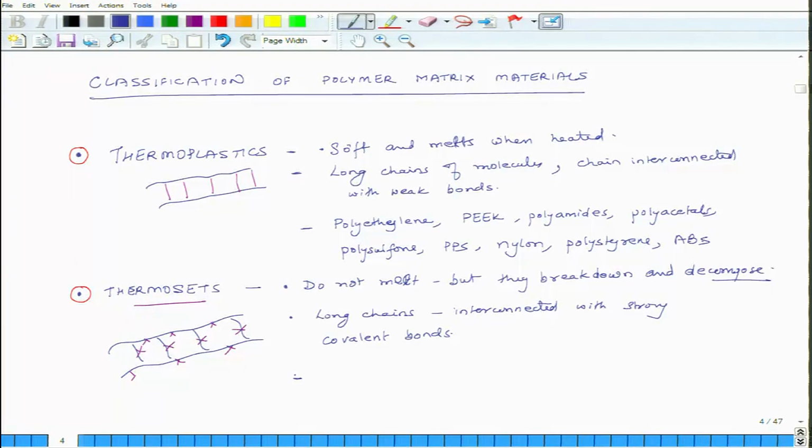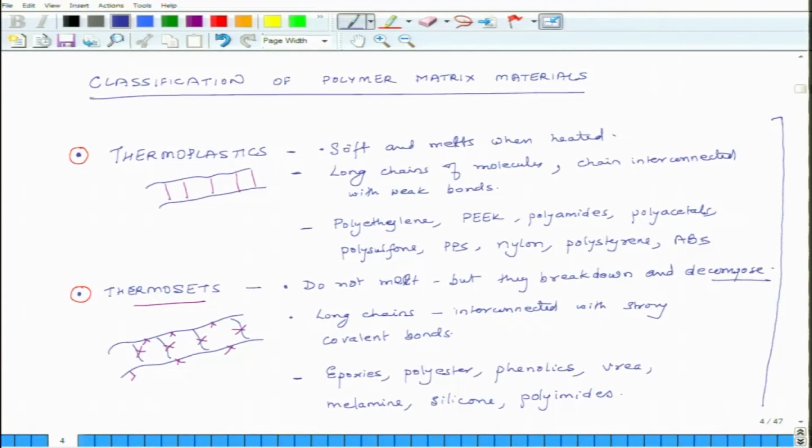Some examples of thermosets: epoxies, polyester, phenolics, urea, melamine, silicone, polyamides. So these are examples of thermosets. So this is the broad classification.